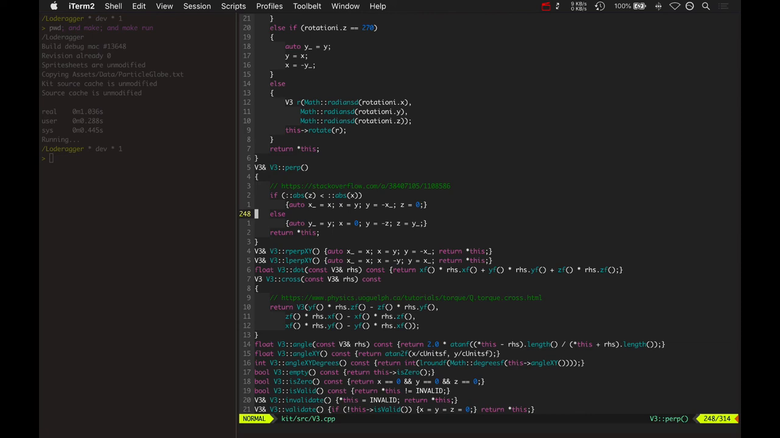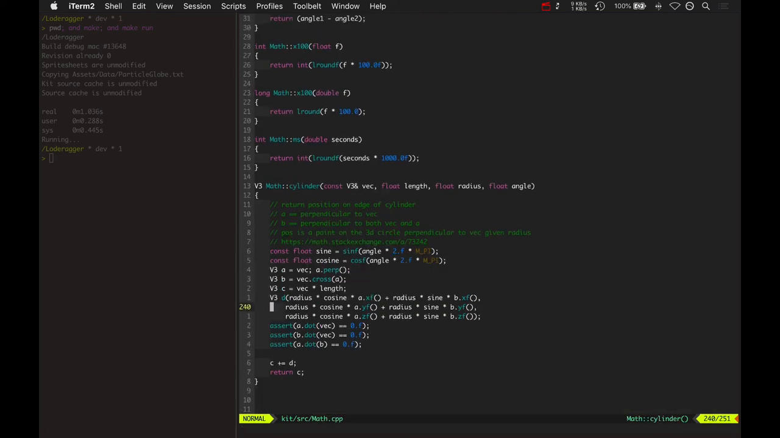But anyways, it's working for my purposes, and I've checked that it is working by doing these assertions right here. So basically, A should be a perpendicular vector to the vector, to vec. B is actually a perpendicular vector to A and vec. We get that by crossing vec with A. So that gives us a perpendicular to both of those. And then we've got C, which is the starting position of this point on the cylinder. So that's vec times the length. And then D is our addition of the circle. This is the circle in 3D, and we're adding that to C at the end and returning C.